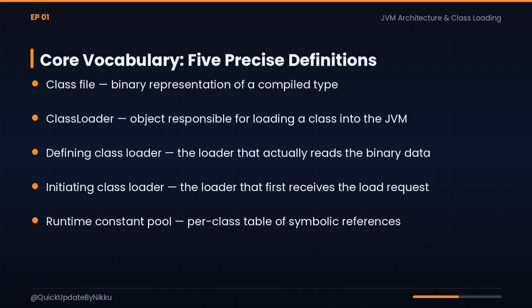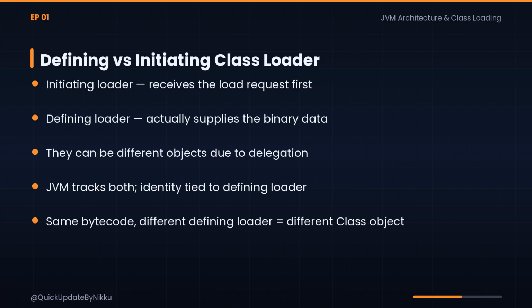A class loader is a JVM object whose job is to locate binary data for a named class and hand it to the JVM. The distinction between the defining loader and the initiating loader matters because of delegation. A loader that receives a request may delegate upward rather than load the class itself, making those two roles different objects. The runtime constant pool is where symbolic references live before resolution replaces them. This distinction is subtle but critical.